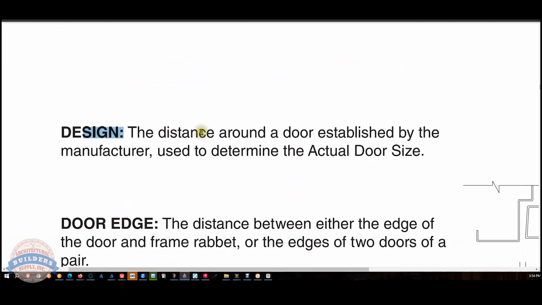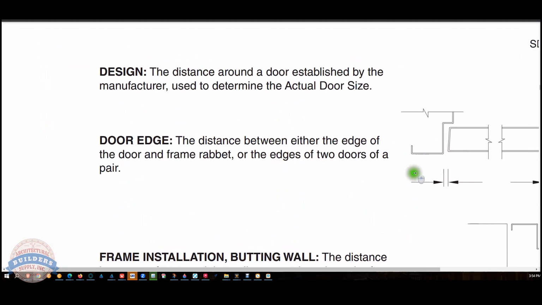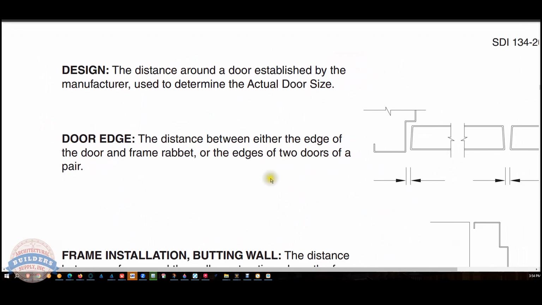Okay, the next definition is door edge clearance. Yeah, same talk, basically. This is the same conversation that we're going to have in the next definition. Let's move on.